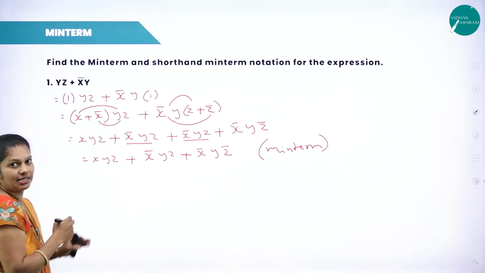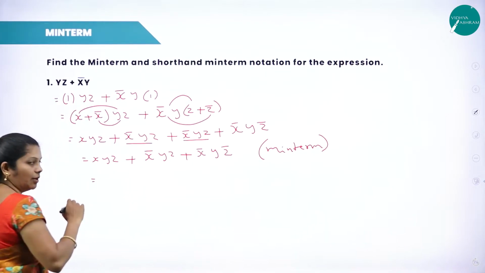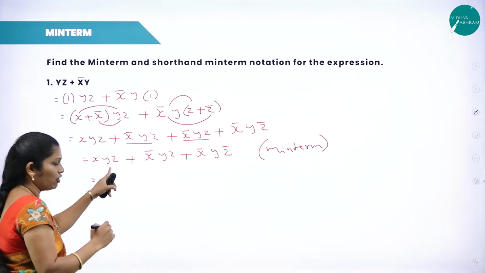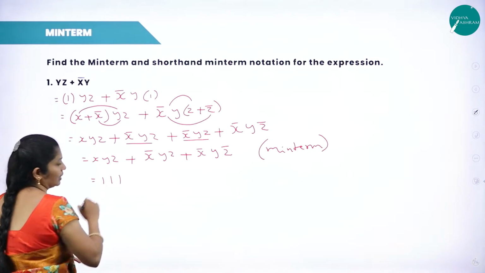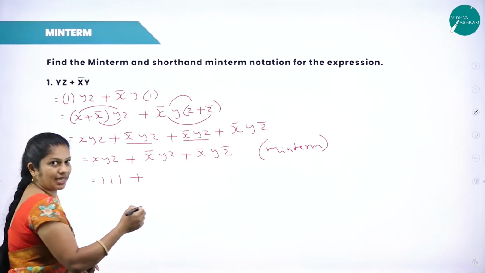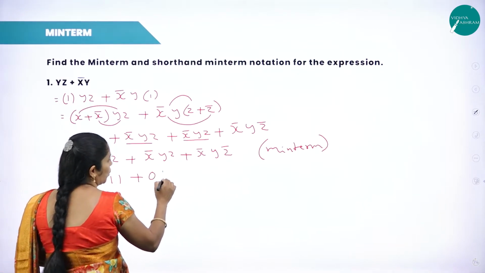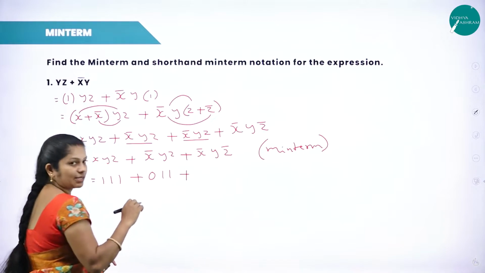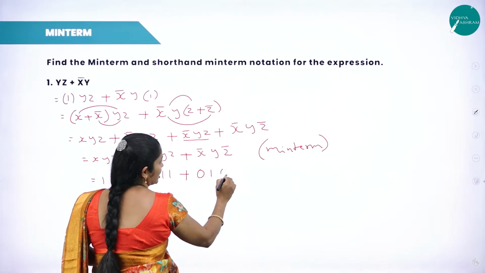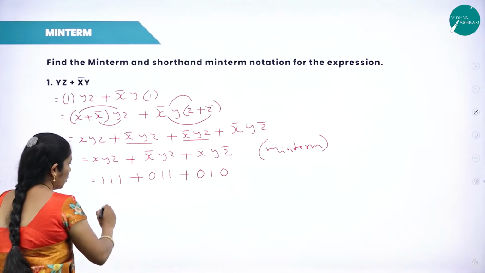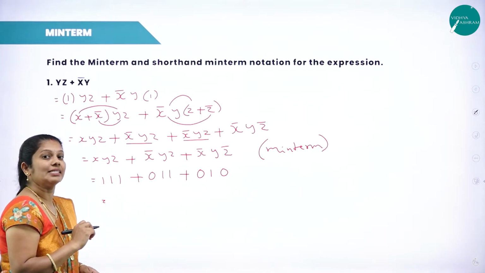then you have to convert this equation. Already in min term, you know that if you don't have a bar, then it is assigned 1. Here, 1, 1, 1. Second part, x bar y z: bar we have, that's why 0, 1, 1. Here also x bar y z bar: x bar means here 0, 1, 0. Now is it clear? Now, find the designation.